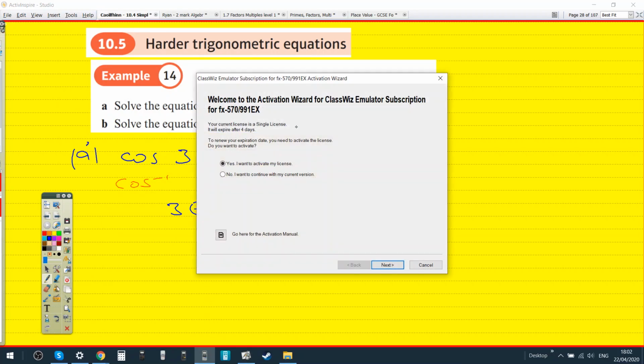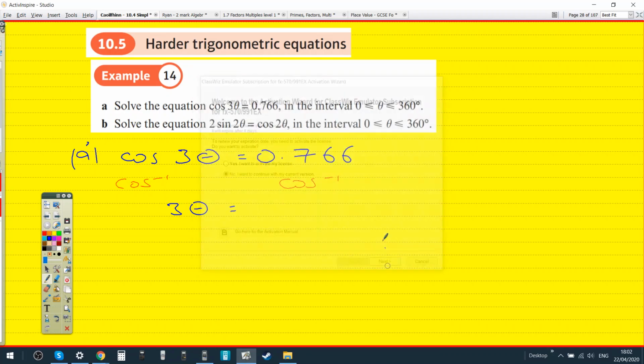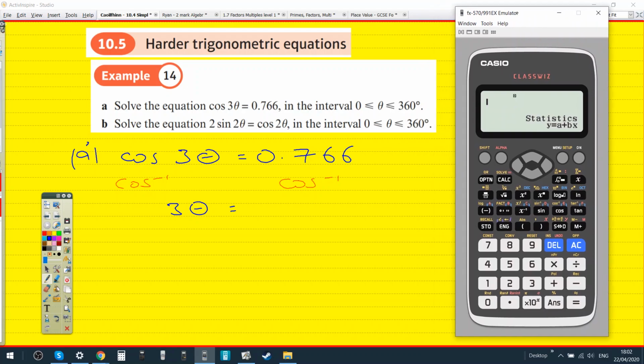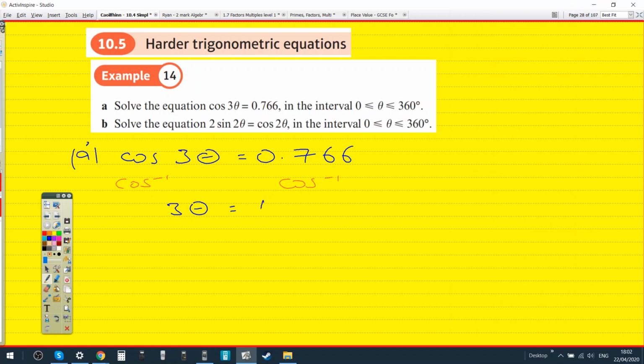What is that? Do you have your calculator? You might be quicker than me. I got 40. So 40.0? Yeah, 40.0. I'll leave it as 40. So 3 theta is 40. What is next? Now theta equals 40 divided by 3. So theta is 40 over 3.